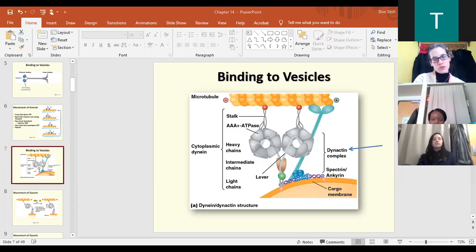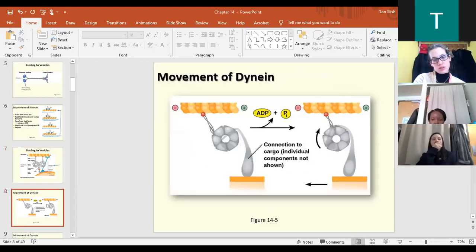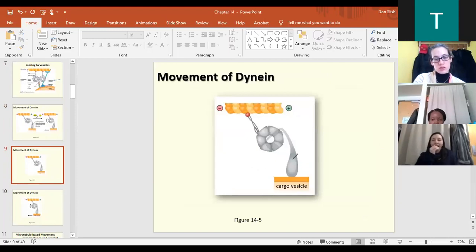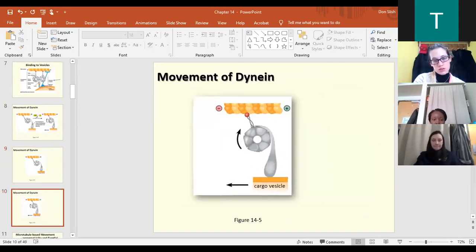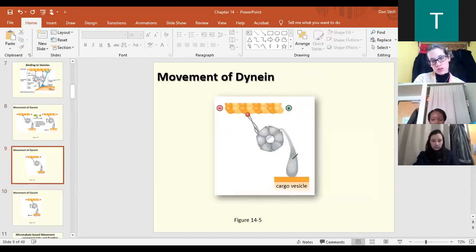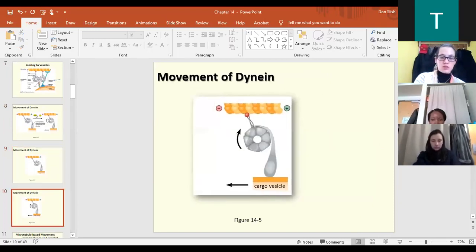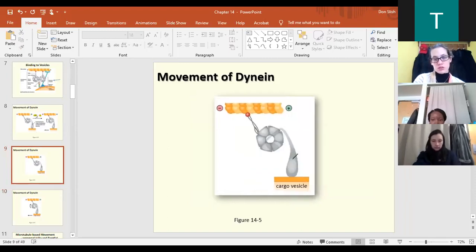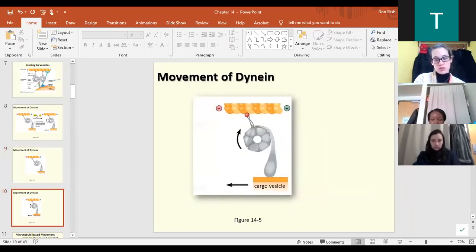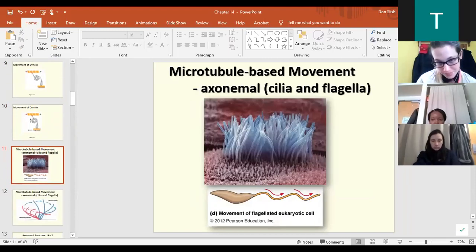Okay, so that's cytoplasmic dynein. So how does this work? When it hydrolyzes ATP, it changes conformation, it lets go, it regrabs, goes back. So it goes back and forth like this, and that little bit of motion then causes it to move down the vesicle, to move the vesicle down the microtubule. So that's your cytoplasmic dynein.